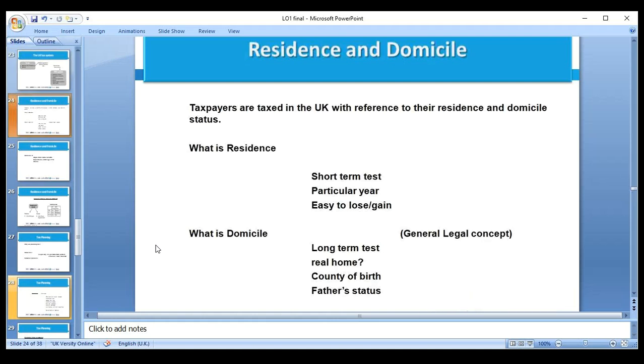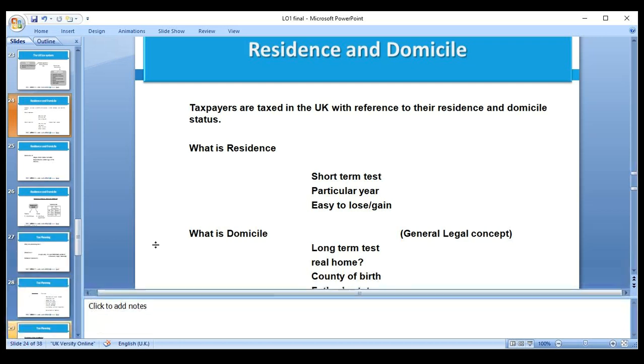Then we have residency. Do we know the residency rules? Who is entitled to pay the tax? Who is entitled to claim the benefits? Do we know when your residency can be cancelled? It doesn't matter whether you're a national or not a national; that's a separate thing.